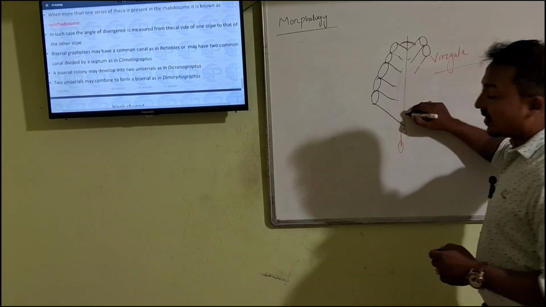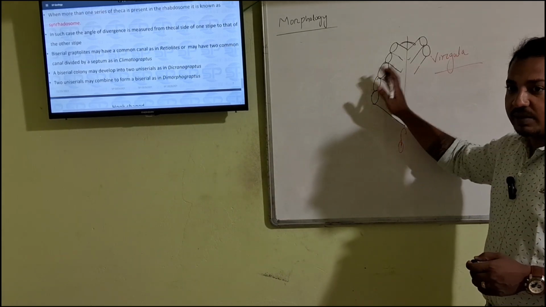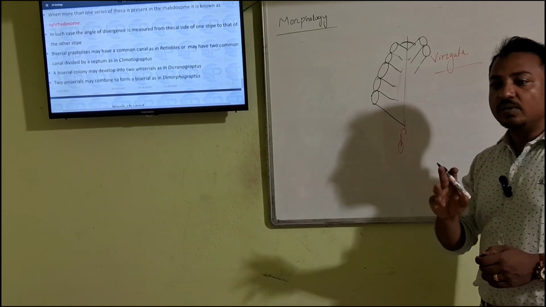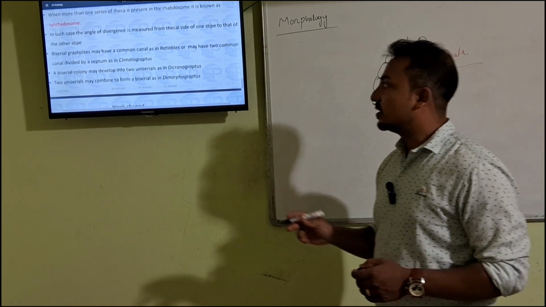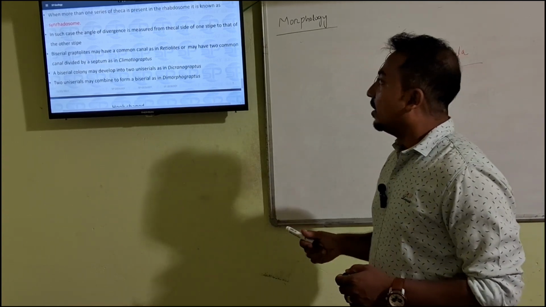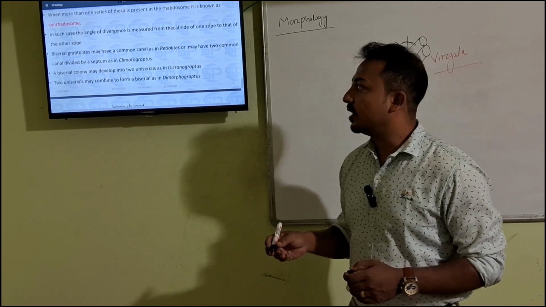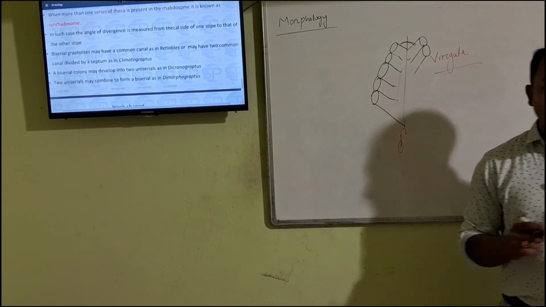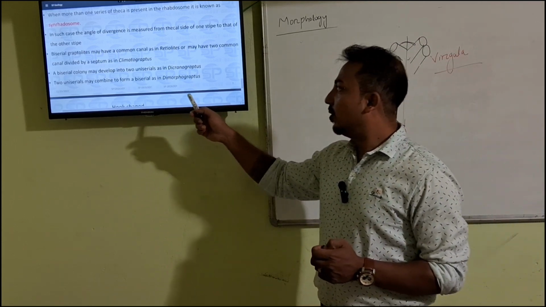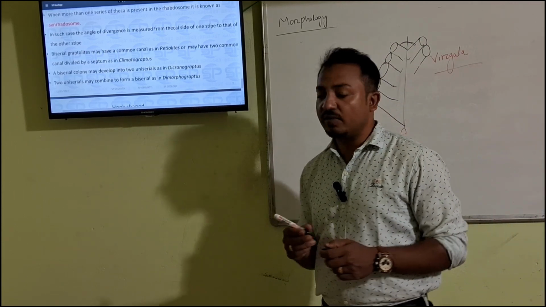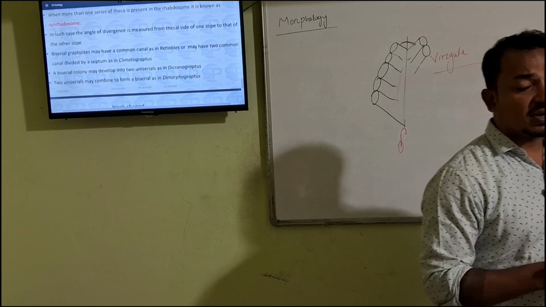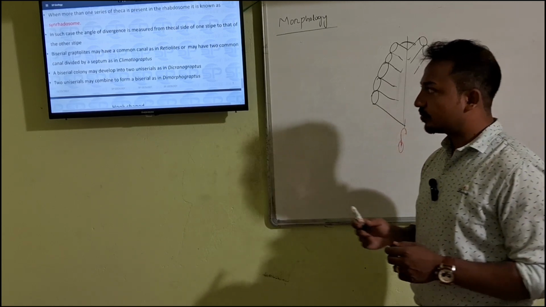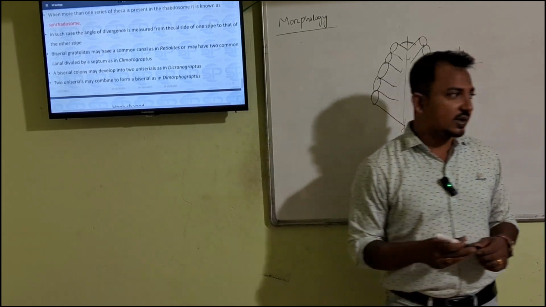Then a biserial colony may develop into uniserial. Suppose we have a biserial colony, it can separate to produce two uniserial colonies, as in the example Dicranograptus. Then two uniserial colonies may also combine to produce a biserial, that is Dimorphograptus. So these are some examples.